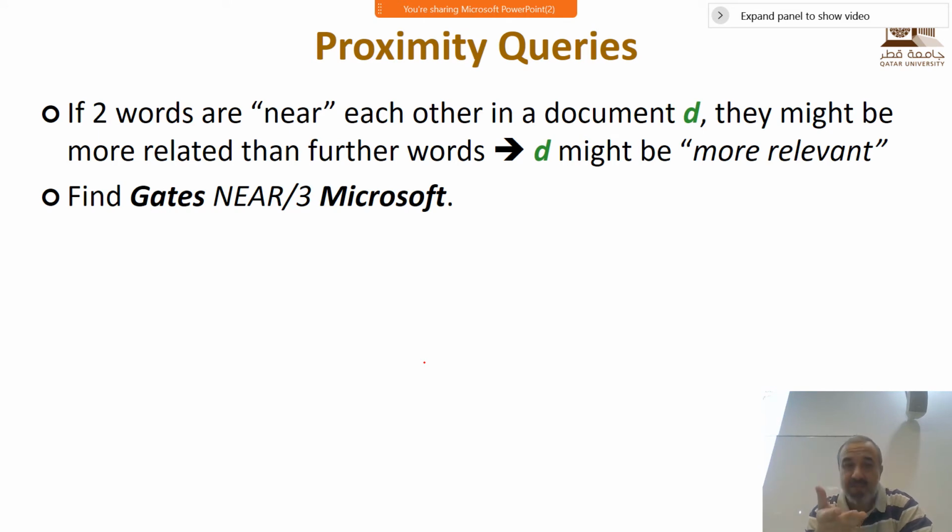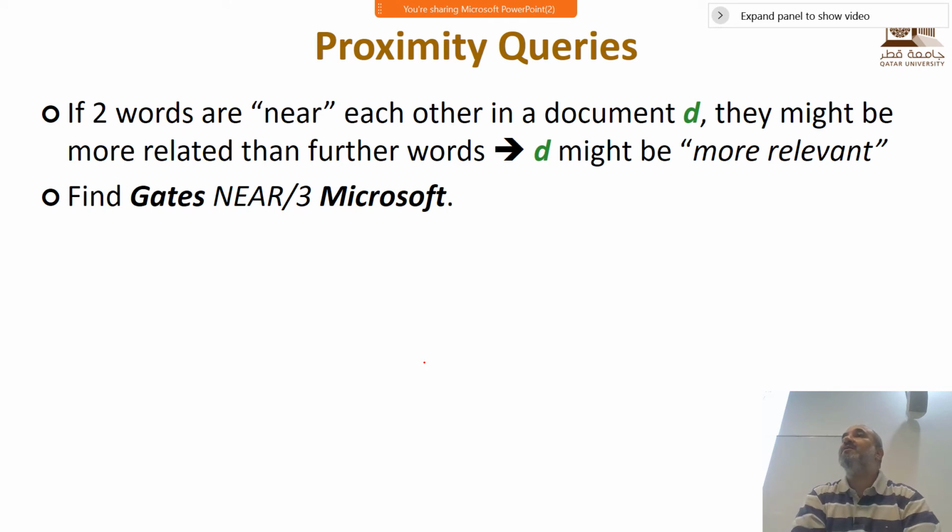Okay. This is an operator that is actually used. It's called the near operator. This is related to Boolean, we'll get to that relation, but it is a different type of operation. We saw AND, OR, NOT, right? You can think of it as another operation, which is NEAR. NEAR has a parameter, which is the number of words that we allow to appear in between these words. So, for example, a query: find Gates NEAR/3 Microsoft.